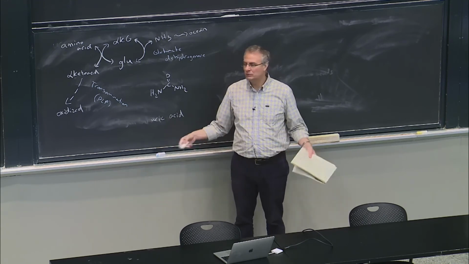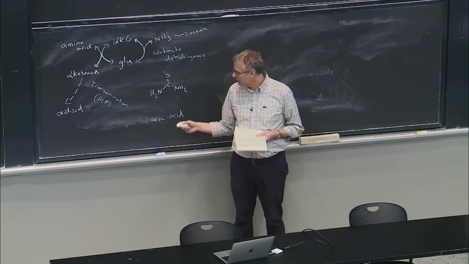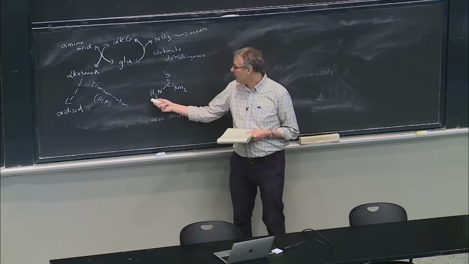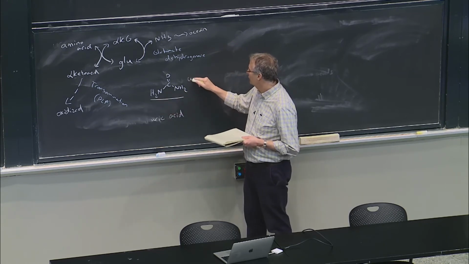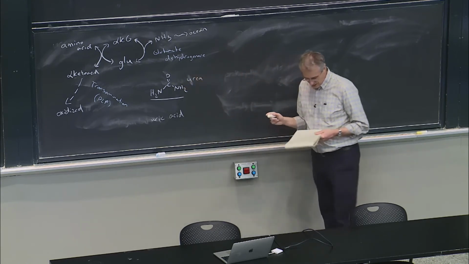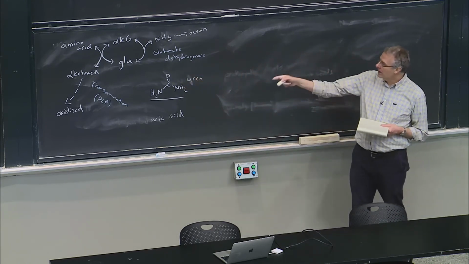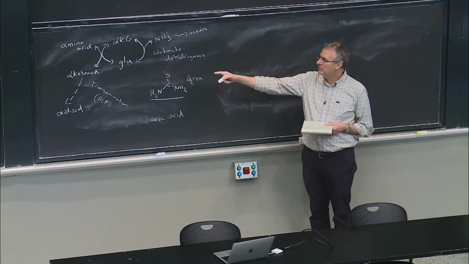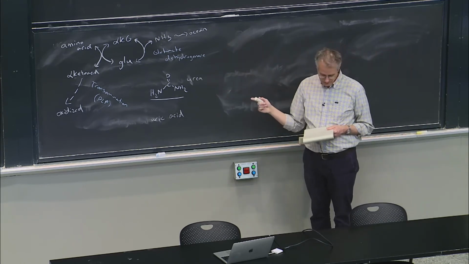Now, how you make purines will be discussed in the last lecture. You'll see how you make uric acid there. But for now, I want to discuss how we generate urea as an alternative way to deal with amino acid catabolism and excrete nitrogen.